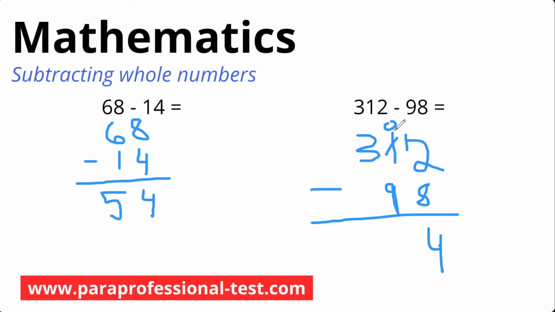But again, I'm left with less on top than on bottom, and I can't take 9 away from 0. But what I can do is make this 0 into a 10 by crossing out the 3 and writing this into a 2. Now I have 10 minus 9, which is 1, and the 2 drops down below. The answer that I came up with is 214. Is that what you got as well? Awesome. Let me clear my screen and let's keep going.